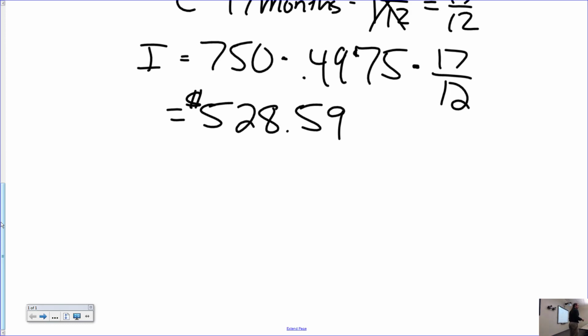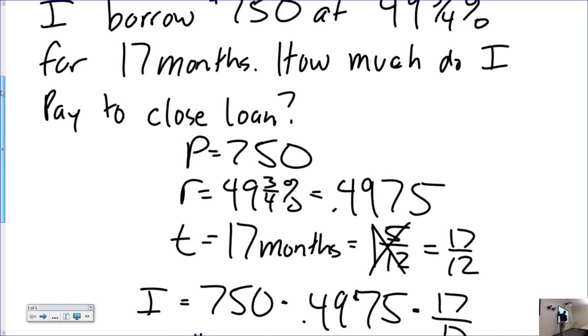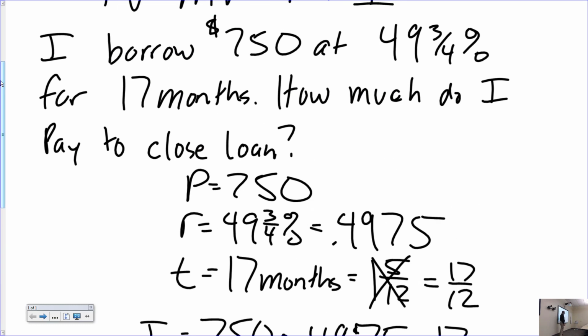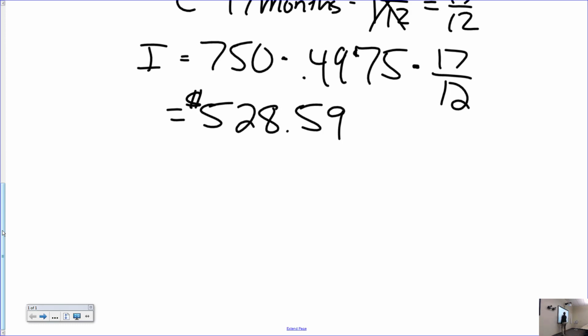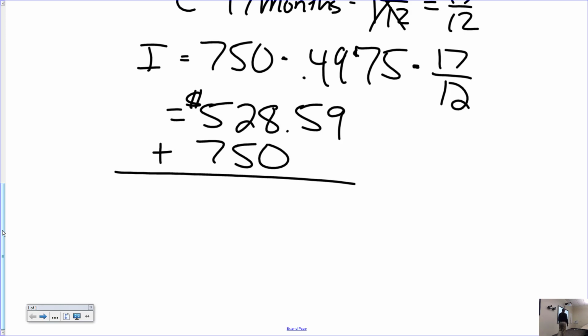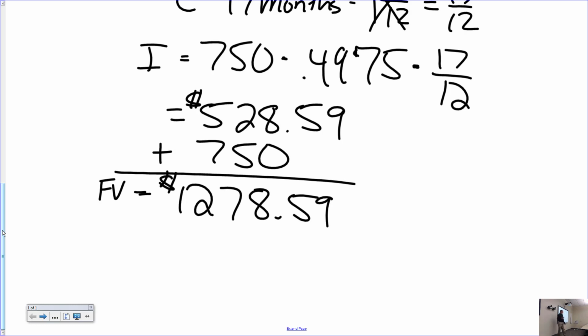No, because then you have to consider the type of payment. Remember that this question asks how much do I have to pay to close the loan? Remember, when you pay off a loan, you pay the interest and the principal. So I'm asking for the future value. So at the very end, add the fact that I borrowed $750 on top of that interest for my real payment of $1,278.59. Okay.